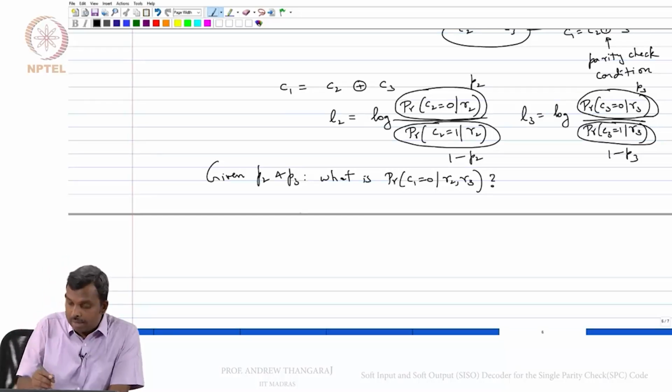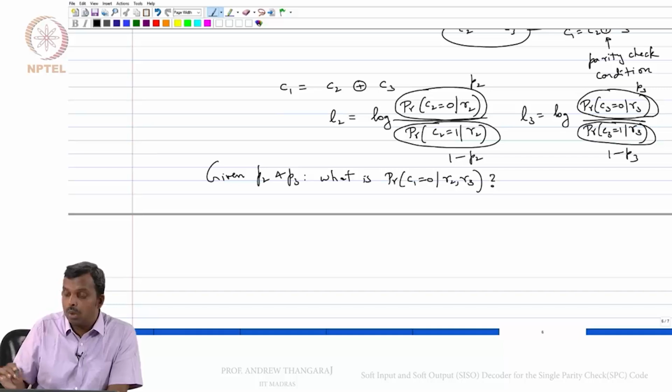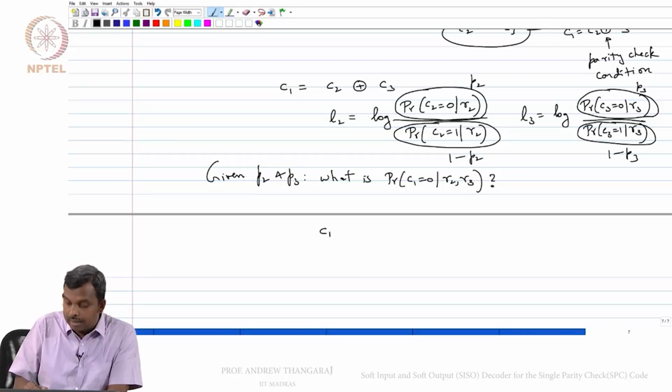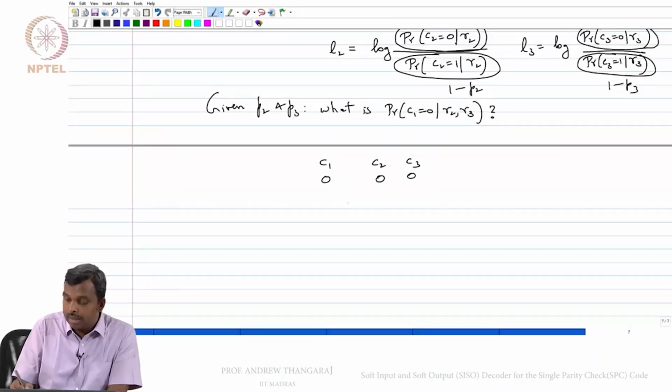Now, remember the R2 and R3 for a particular code word are independent, otherwise they are not. So I need to be a little bit careful in this computation, but I'm not going to go through it so rigorously. I'll just motivate it and give you the final answer in a reasonable way. If you look at the cases, C1 is 0 if C2 and C3 are 0, and if C2 and C3 are 1.